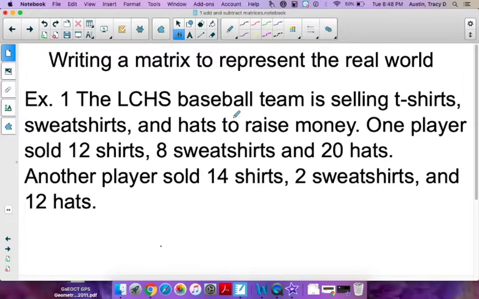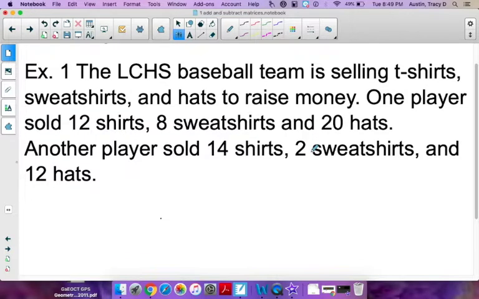Okay, so the baseball team, hey out there to my baseball guys, is selling t-shirts, sweatshirts, and hats to raise money. One player sold 12 shirts, 8 sweatshirts, and 20 hats. Another player sold 14 shirts, 2 sweatshirts, and 12 hats. So we're going to write a matrix to represent. Okay, so we're going to say player A. I'm going to say player B.